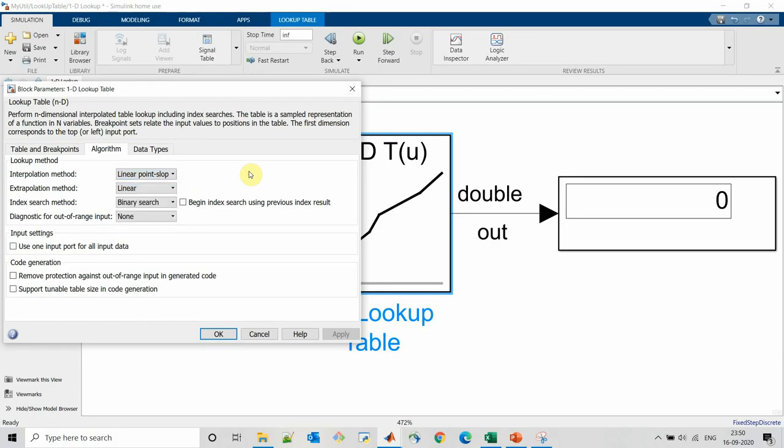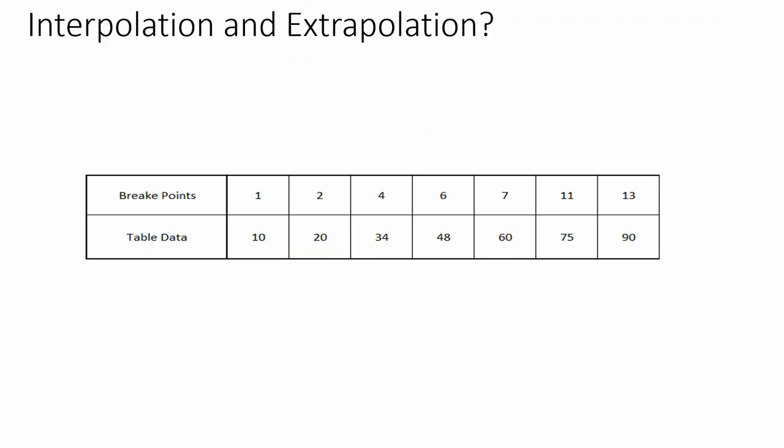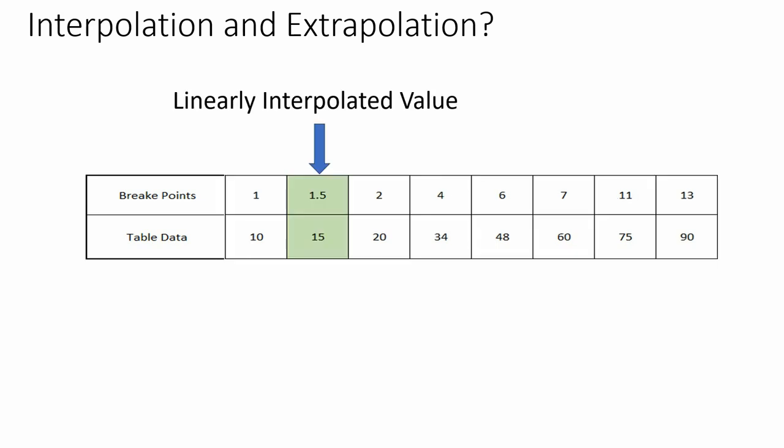First we will understand what is interpolation and extrapolation with linear algorithm. So this is our lookup table. When we want to provide input as any intermediate values between breakpoints, for example 1.5, whatever output will be calculated, that will be as per the interpolation method we have selected. In our model we have selected interpolation method as linear, that's why for 1.5 we will receive output as 15. This is like we have drawn a line with slope calculated by the points 1, 10 and 2, 20.